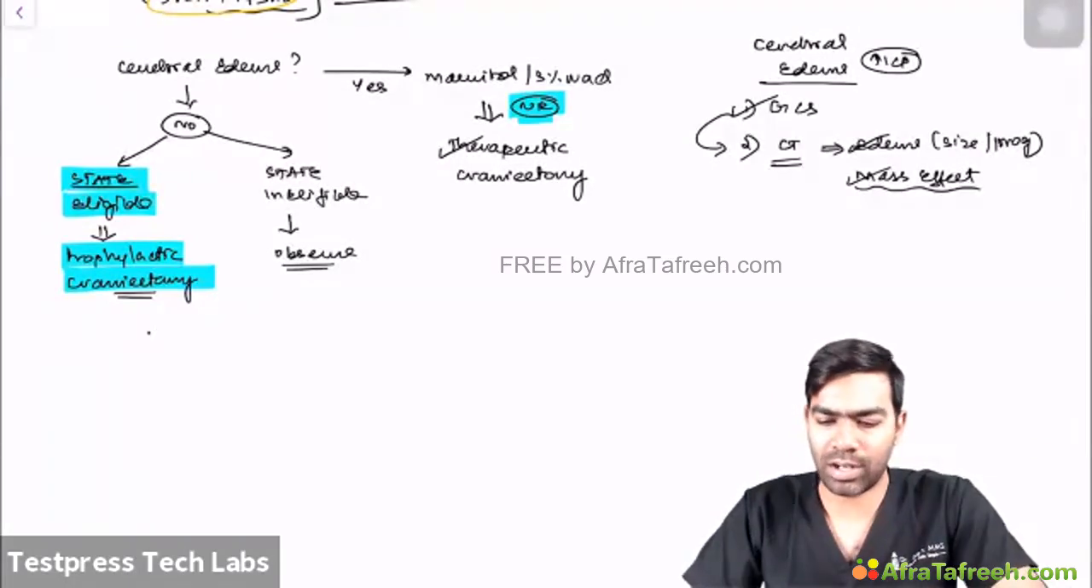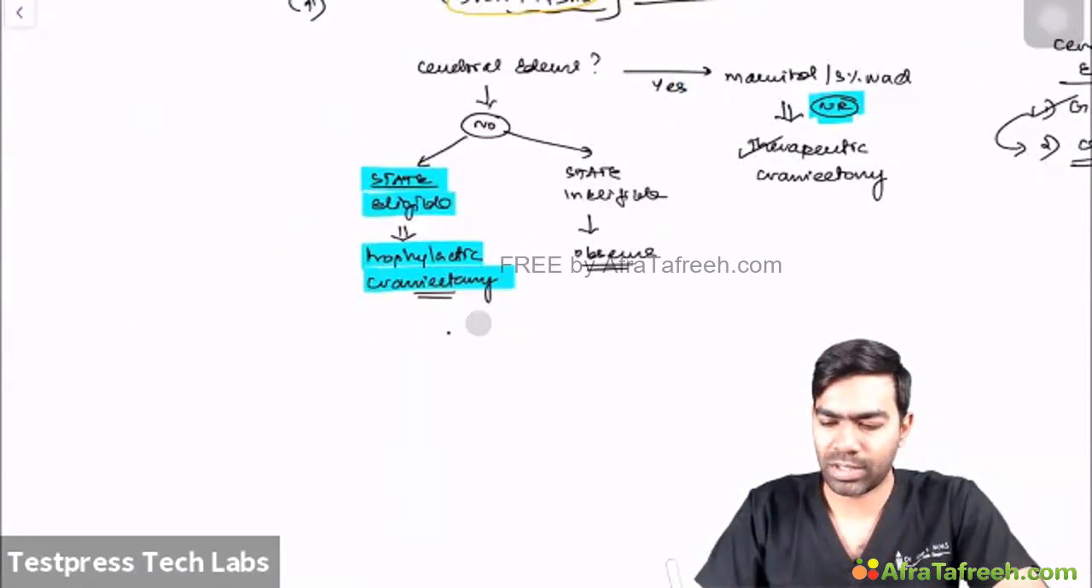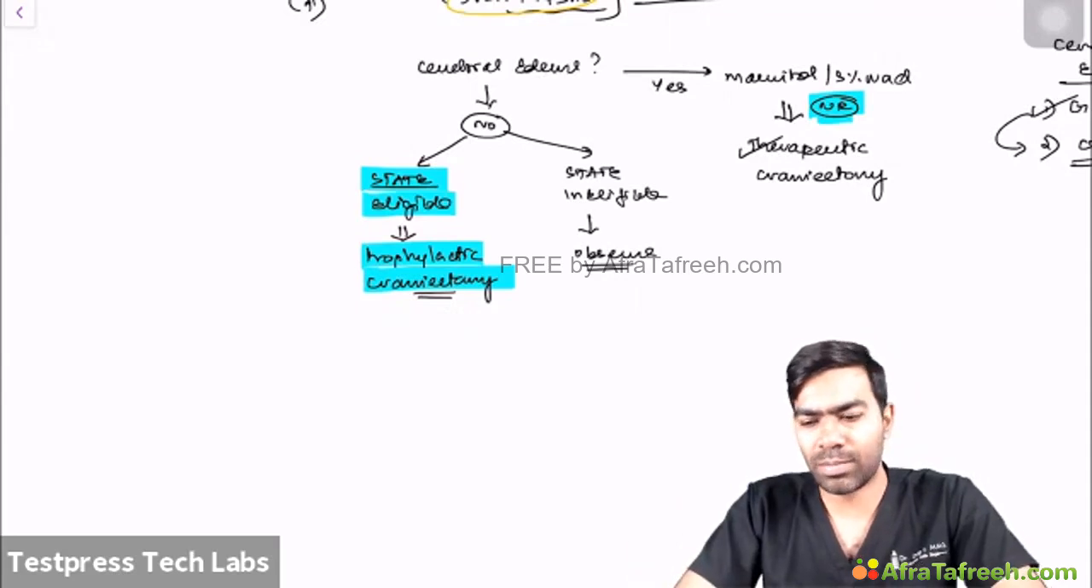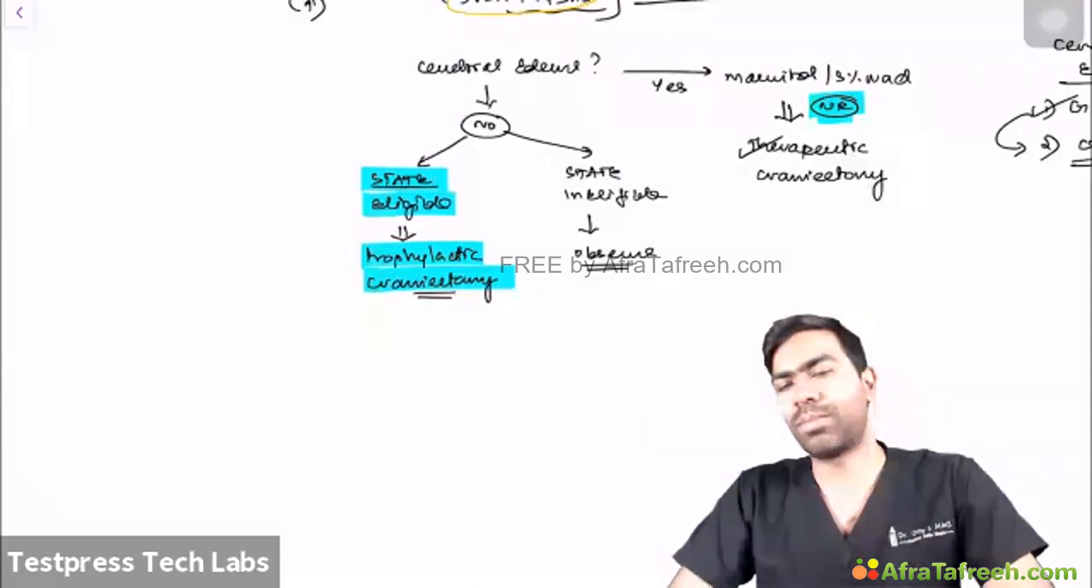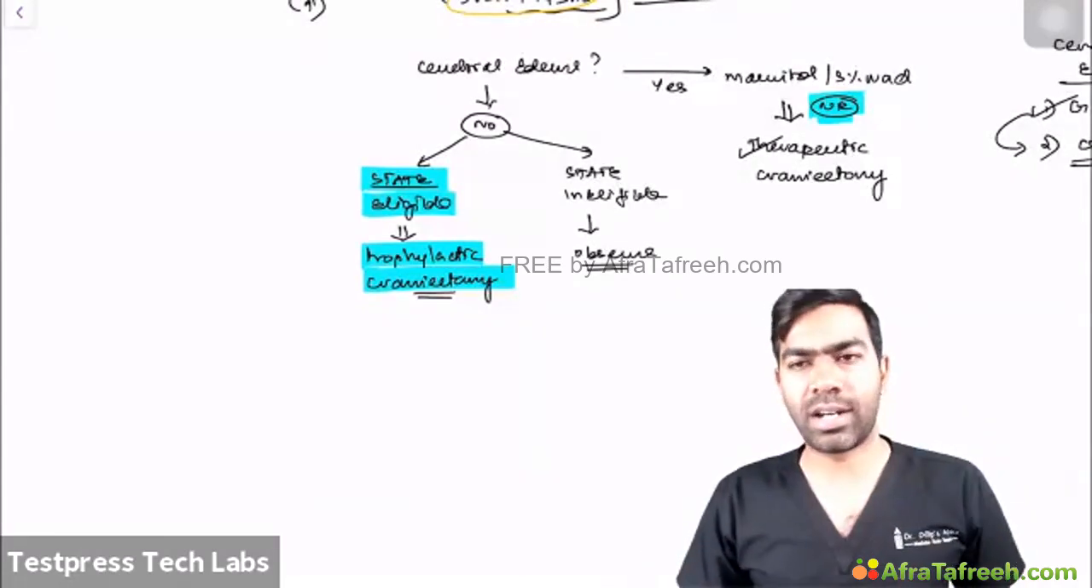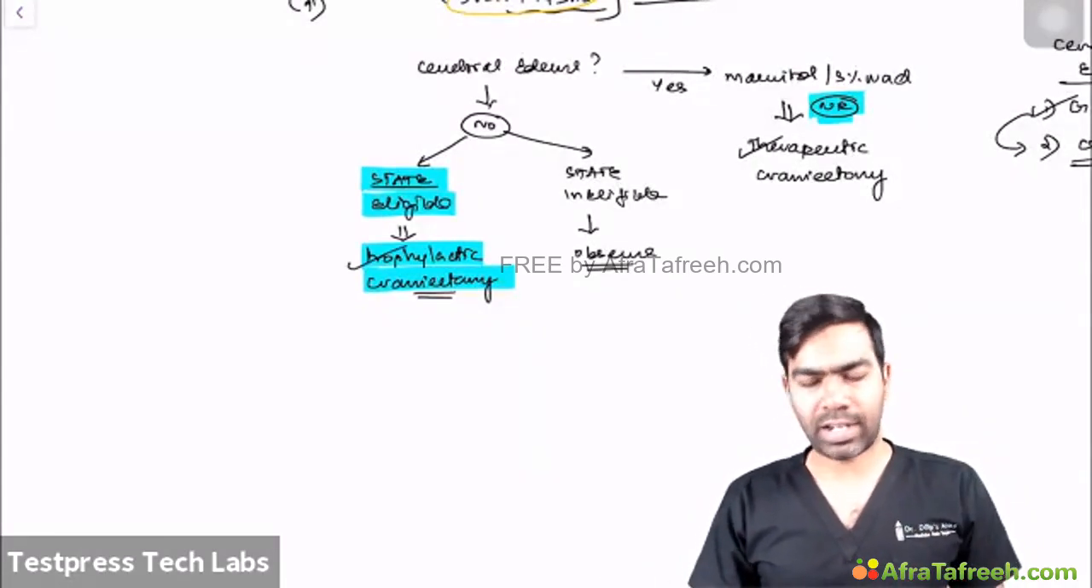therapeutic craniectomy. Or even without the cerebral edema, if the patient is likely to develop a significant cerebral edema in the form of a malignant MCA territory infarct, it's better to do a prophylactic craniectomy in these fellows.